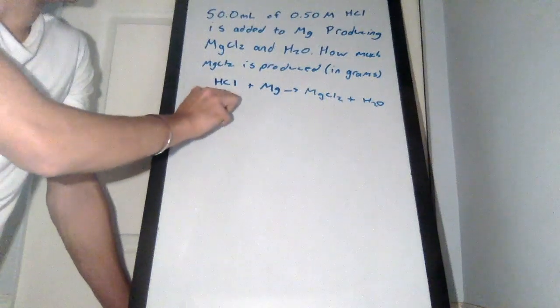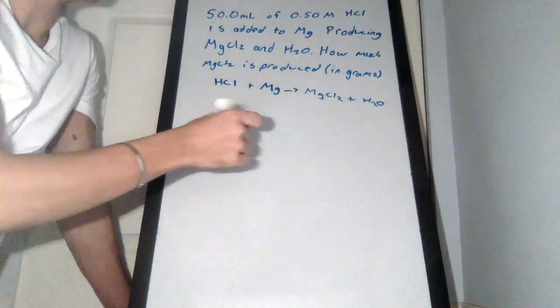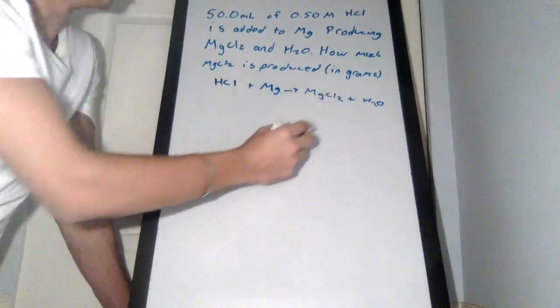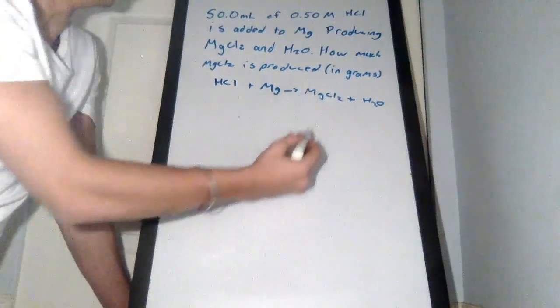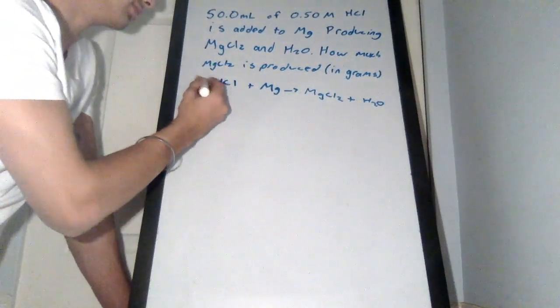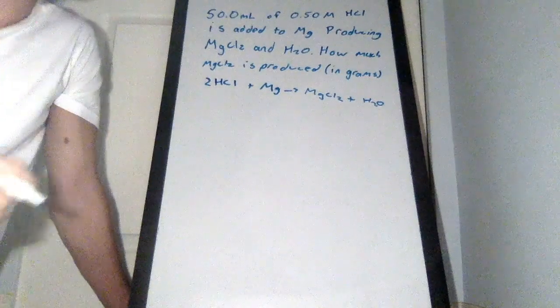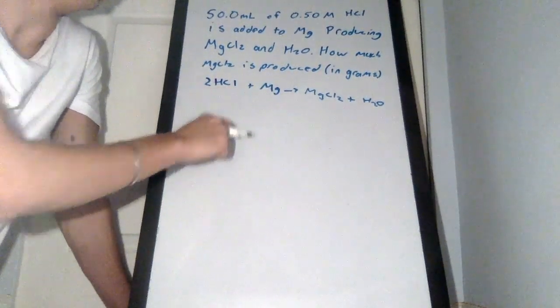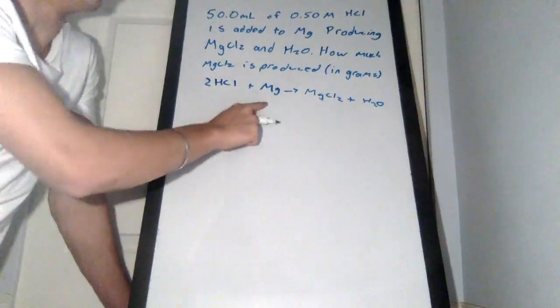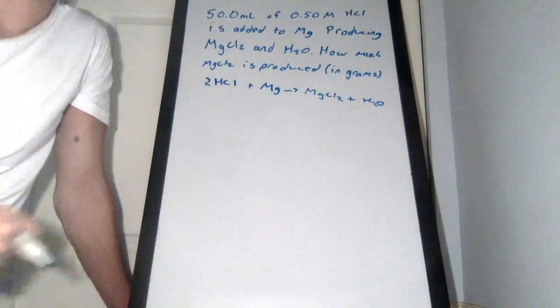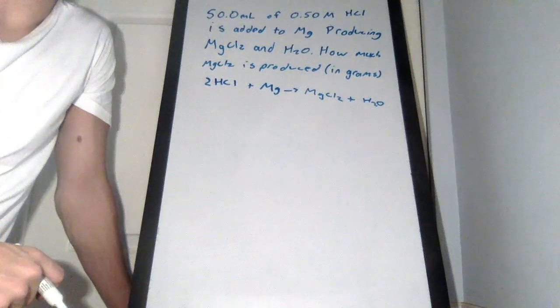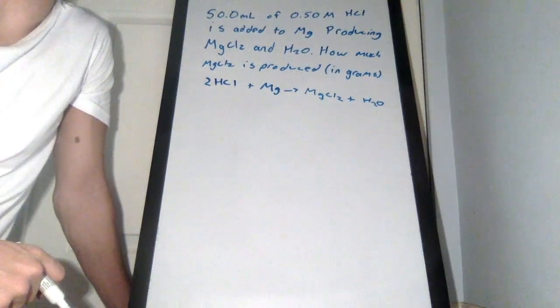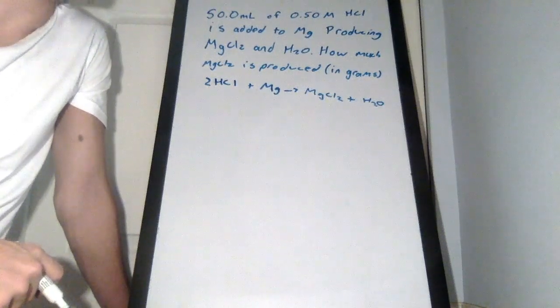All right, next step is going to be to balance this equation. So we have one H, two H's on this side. One Cl, two Cl's on this side, one Mg, one Mg on that side. So we're going to just put a 2 in front of this HCl here. So now we've got two H's, two H's, two Cl's, two Cl's, one Mg, one Mg. If you need some help balancing equations, watch one of my previous videos to have some extra help.